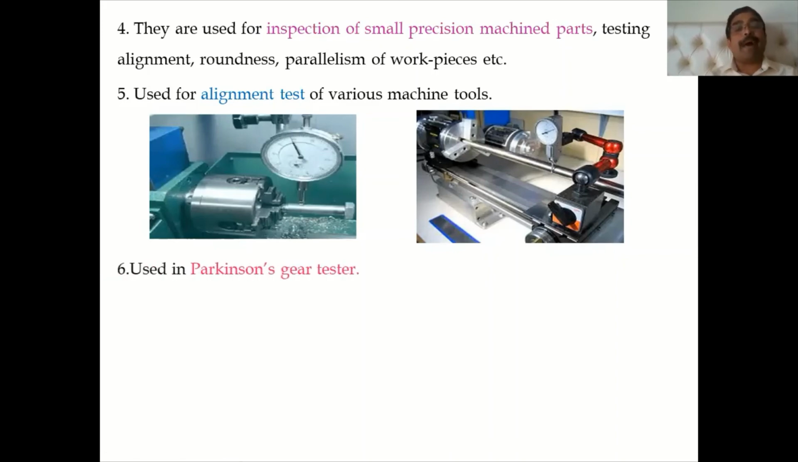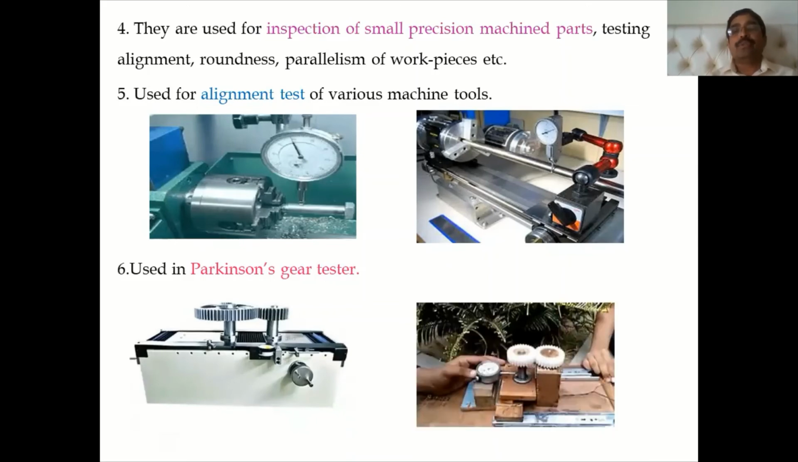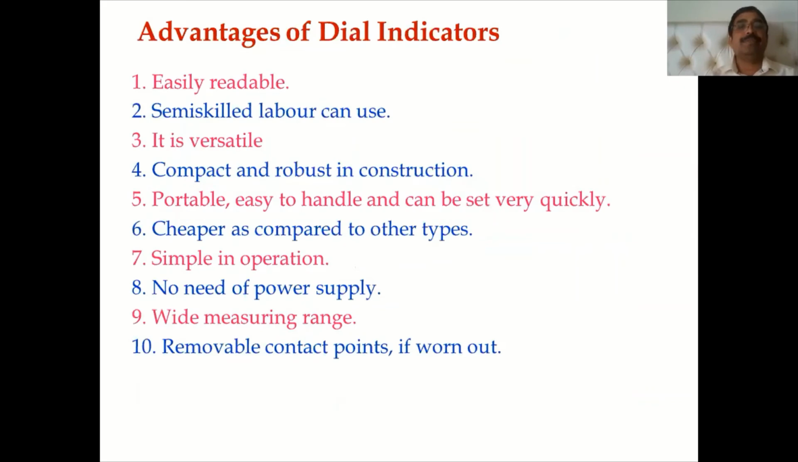Then it is used in the Parkinson gear tester. This is actually the Parkinson gear tester machine, which is used to check the profile of any gear. Here also, you cannot see it directly, but in this way the dial indicator is used to check the profile of the gear. So there are a number of applications of the dial gauge.